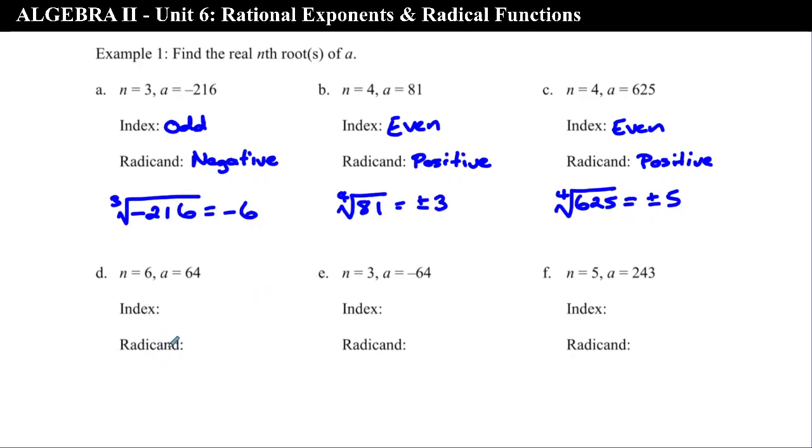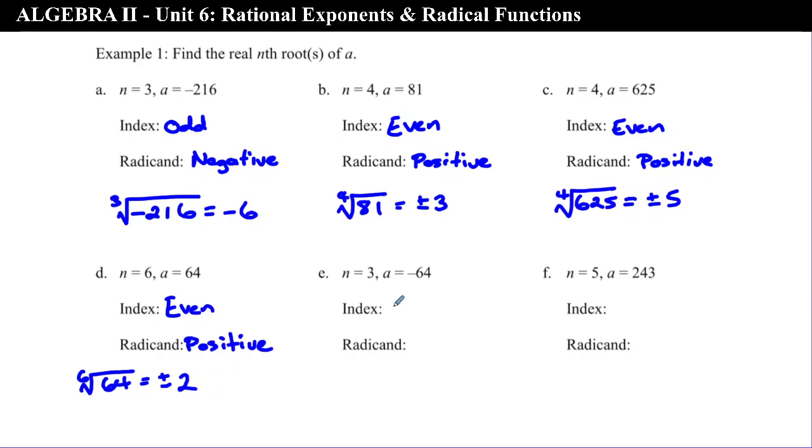All right, for D, our index is even, and our radicand is positive. So again, we're expecting 2 real solutions here. So the sixth root of 64, well, that's going to give you plus or minus 2.